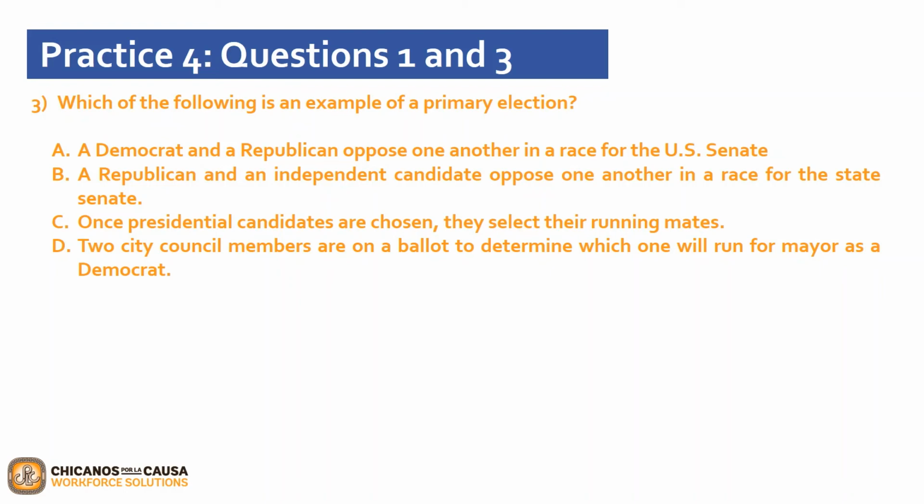Based on what we know, a primary election is when there are 2 candidates from the same party who are competing against each other to receive the party's nomination. Now that we know that, it seems that D is the correct answer. D talks about 2 city council members that are on a ballot to determine which one will run for mayor as a Democrat.